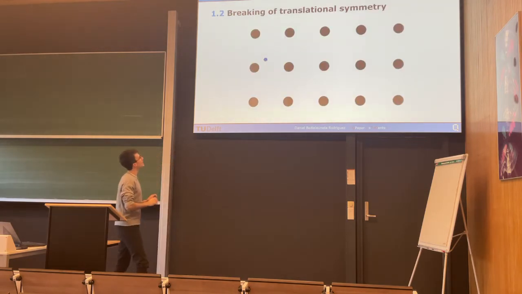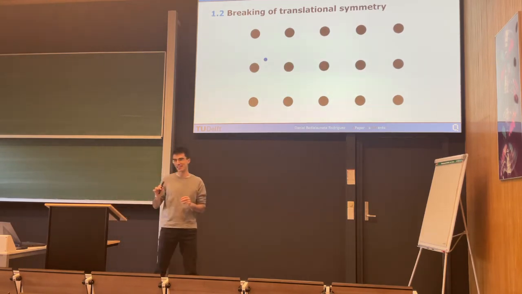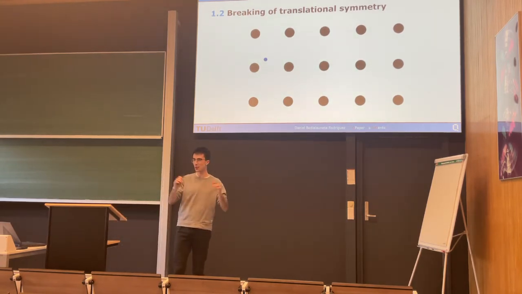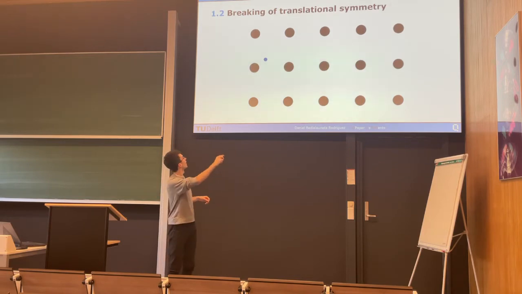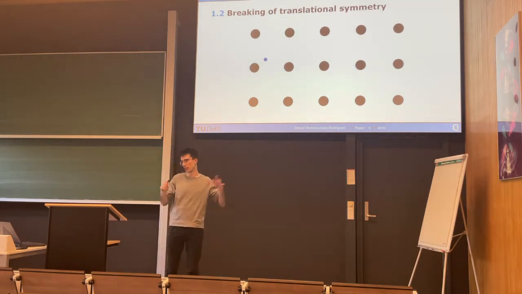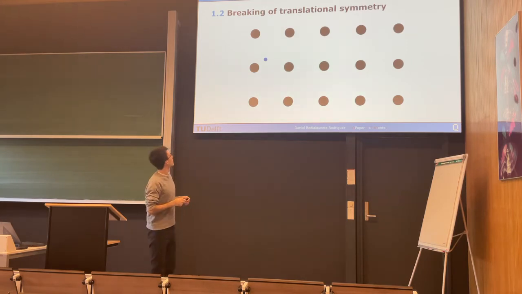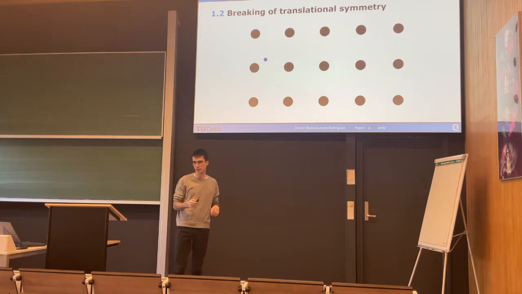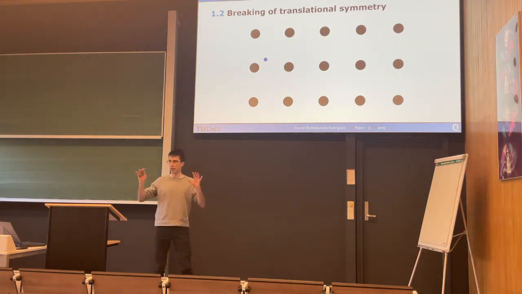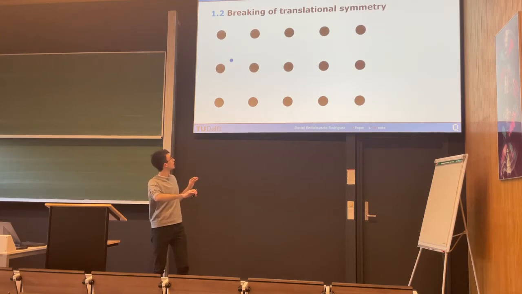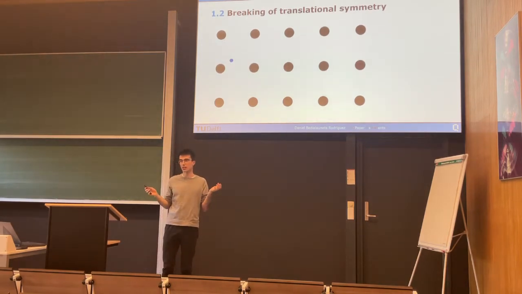Now, let's look at a breaking of this translation symmetry, for example. So let's go to a crystal. We have a two-dimensional lattice here, which extends all the way to infinity. Imagine that it does. Here are the ions, and this is the electron. Now, as before, if we take the entire system and we move it, it doesn't make a difference. The interactions are all the same.